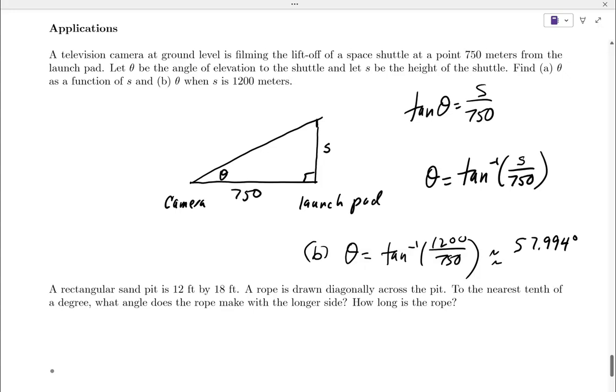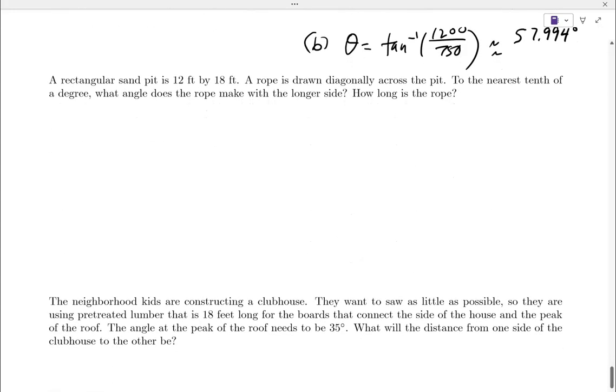All right. Let's do the second one here. Got a sand pit that's 12 by 18. You're going to take a rope, string it across diagonally, and it wants to know the angle the rope makes with the longer side. And then it asks how long is the rope.